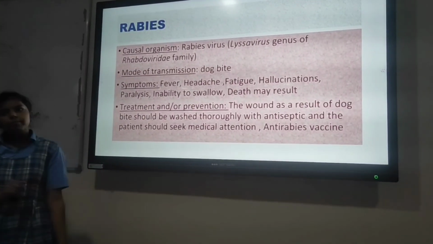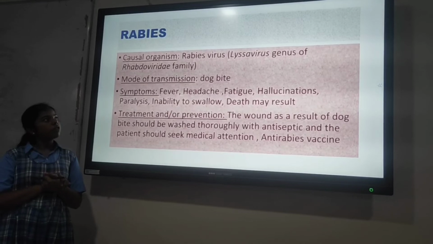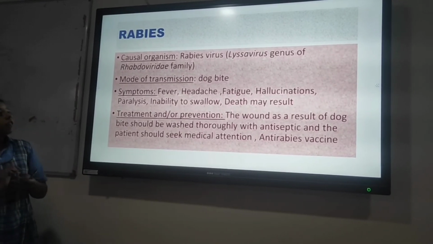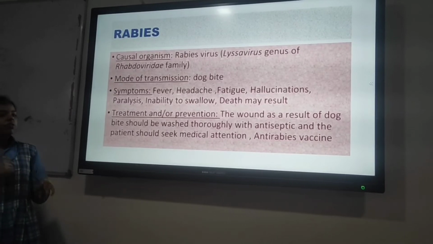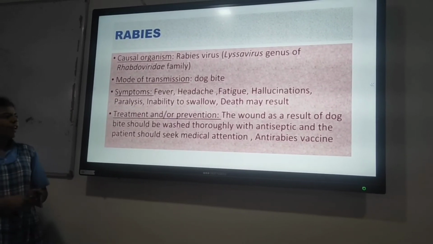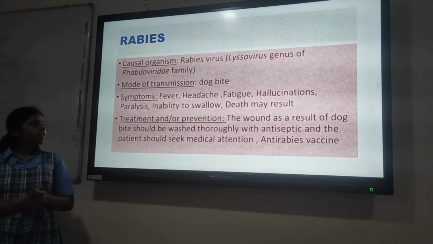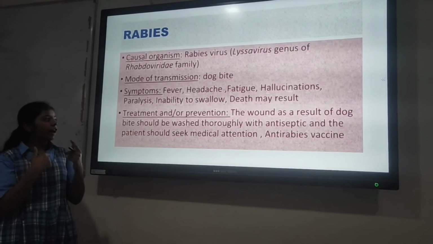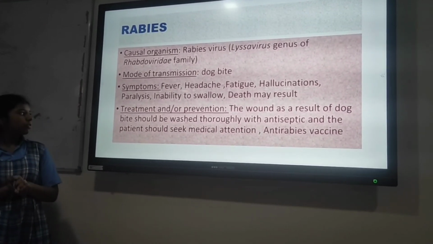Next. Rabies. Rabies is a disease which is caused by the rabies virus. This belongs to the Lyssavirus genus of the Rhabdoviridae family. This can be transmitted through dog bite. The symptoms include fever, headache, fatigue, hallucinations, paralysis, and you can also experience some inability to swallow, and at the end, death may also result.